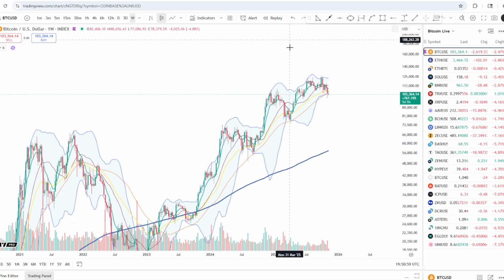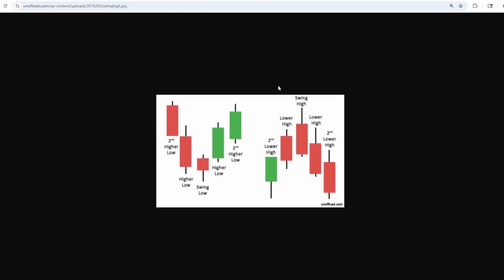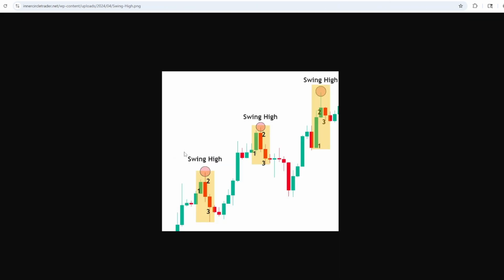So this is a very general overview on the concept of what a swing high is. You can read this here on your own. Here's a couple images, the swing high. Here's another image of the swing high. But that's what it means. You may have heard this term and wondered, hey, Chad, what's a swing high? What does that mean? So here you have it, and now you know.